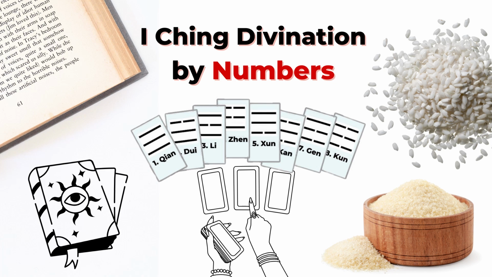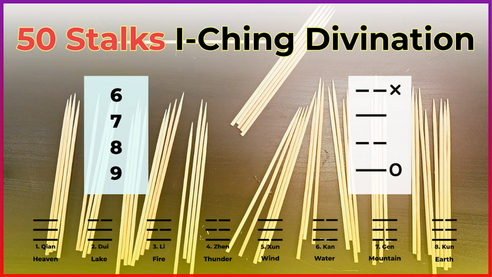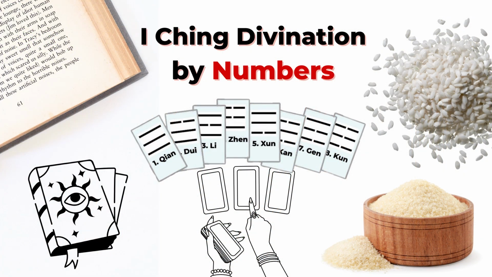In the last video, we talked about I Ching divination with a traditional method of the 50 sticks. It is a more traditional method, but it's very time-consuming and complicated. So today I have an easier way to cast your I Ching hexagrams. This is done by numbers.